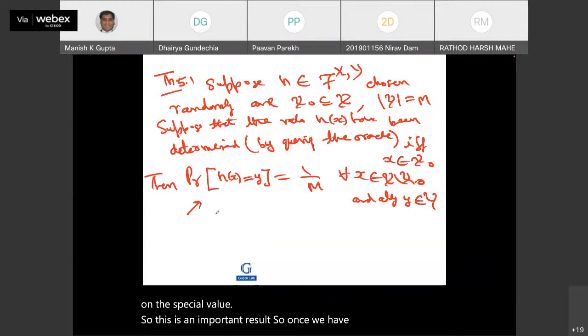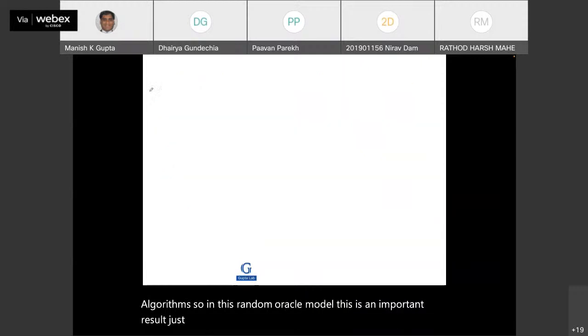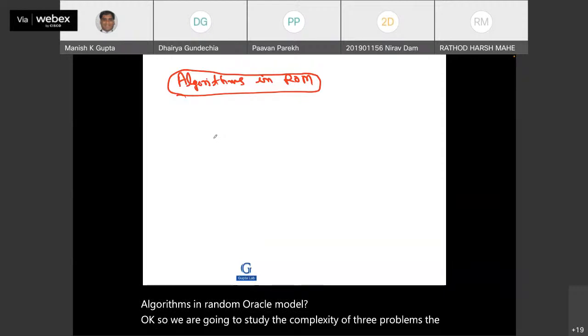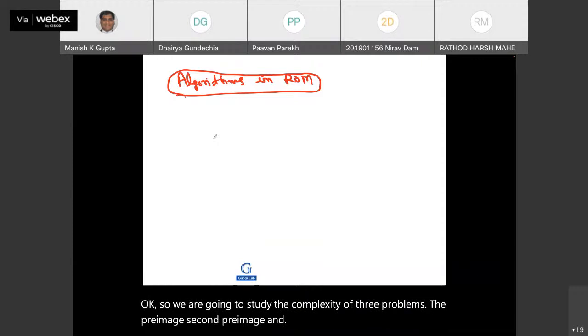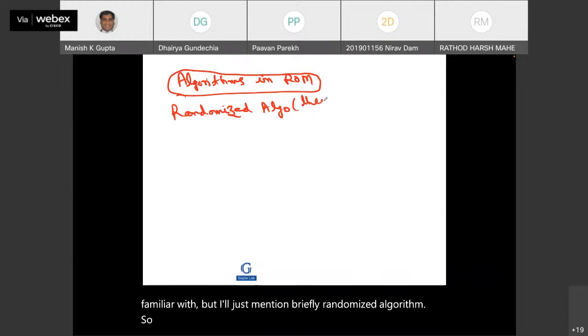Once we have this, I can talk about algorithms in the random oracle model. We are going to study the complexity of three problems: the pre-image, second pre-image, and collision. In fact, I'm going to look at randomized algorithms. What do I mean by randomized algorithms? Some of you may not be familiar with them, but I'll mention briefly: randomized algorithms can make random choices.